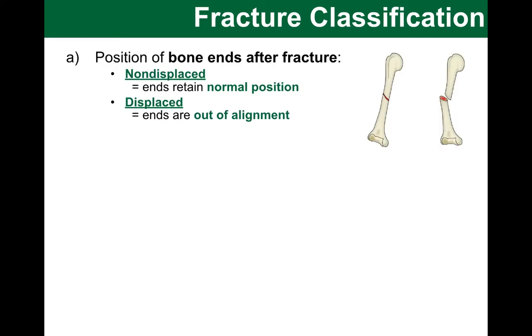In the first case, we might be looking at the position of the bone ends after the fracture. In non-displaced fracture, the ends remain in their normal position so that the fracture may not be as obvious if we are simply looking at the line of continuity on the outside. Whereas in displaced fracture, we see that the ends are clearly out of alignment.